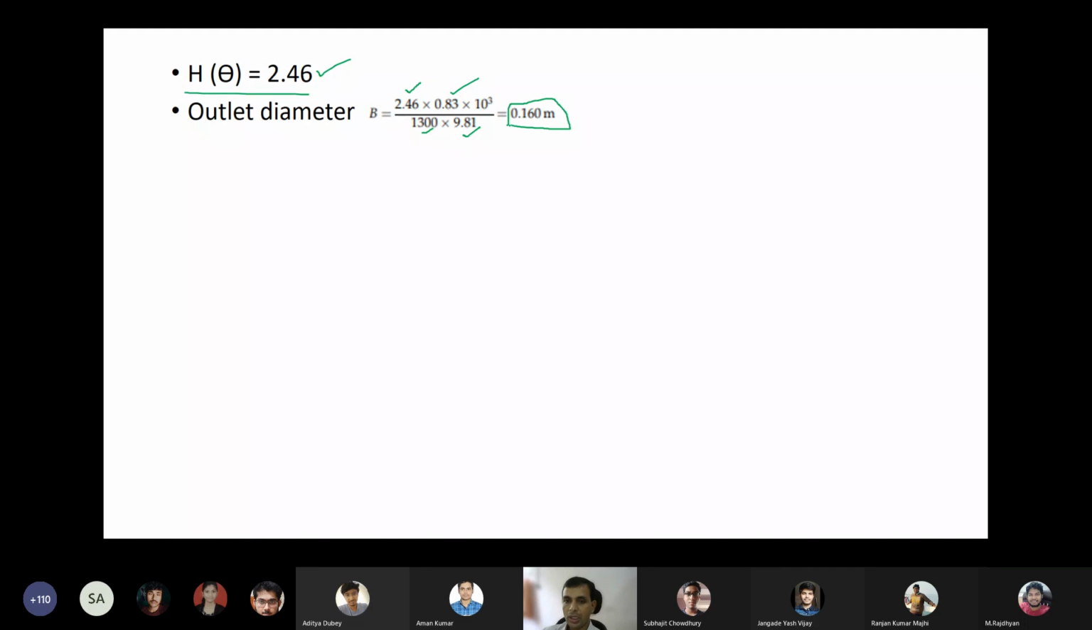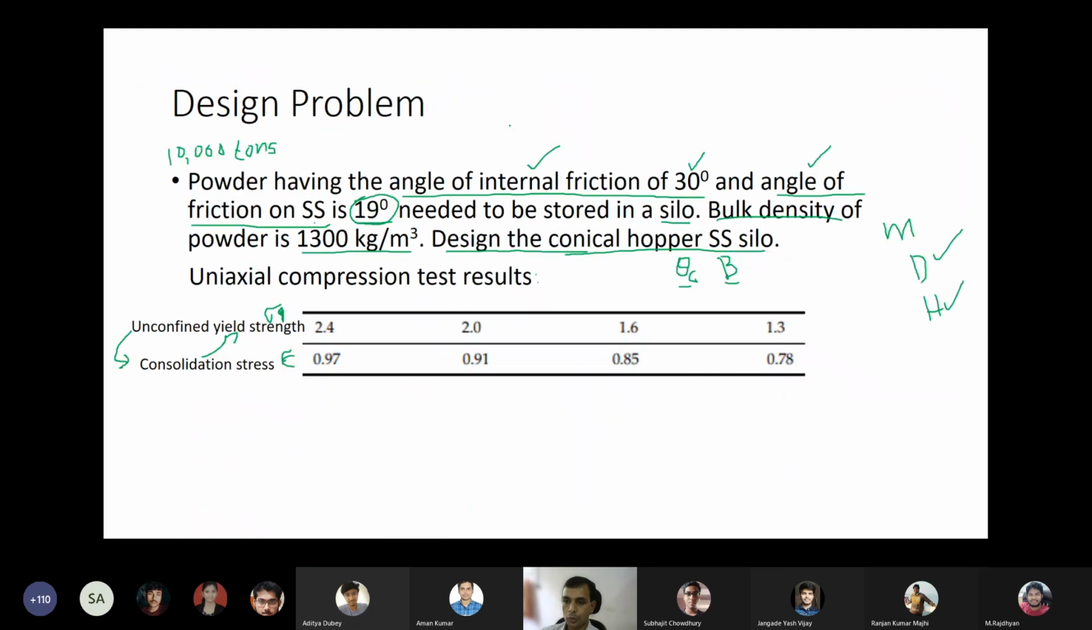So this way, to get mass flow in a silo, that is, easy uniform flow of the particles in the silo, we have to follow this procedure. If you don't follow the procedure, you will get flow obstructions. Once we have flow obstructions, it can lead to silo damage, or you will not end up with any particles coming out from the silo.